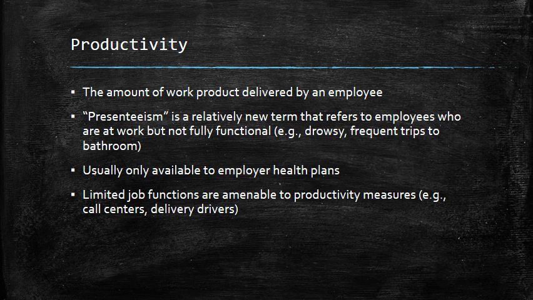It should be noted, though, that only limited types of jobs are really amenable to good, credible, consistent productivity measures. For example, telephone call centers, delivery drivers, types of work where you can measure a consistent pattern, and you could tell if the person is as functional today as they were yesterday or last week.